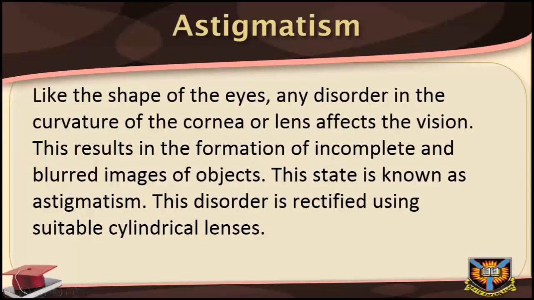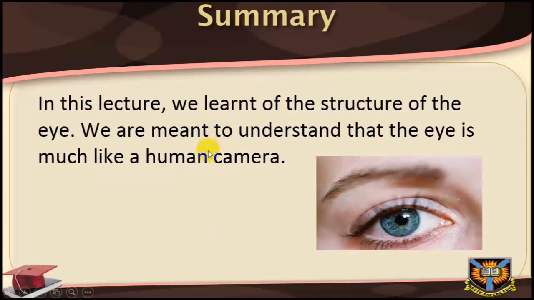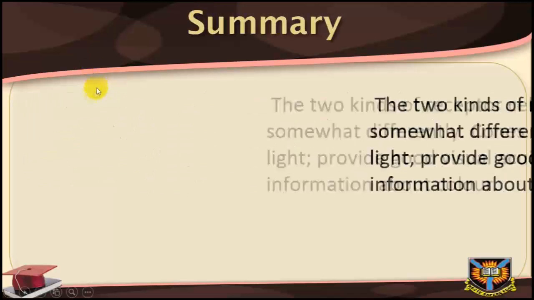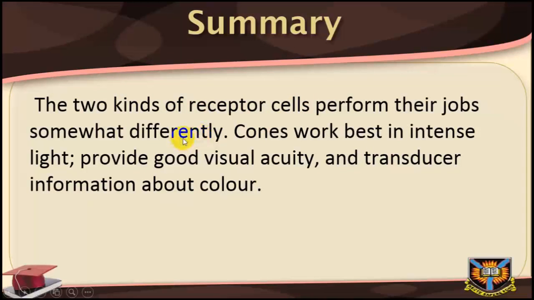Summary. In this lecture, we learned of the structure of the eye. We are meant to understand that the eye is much like a human camera. The lens focuses a visual image on the retina of the eye, which contains two kinds of sensory receptor cells, the rods and the cones. This transduces the light waves into neural messages. The two kinds of receptor cells perform their jobs somewhat differently.